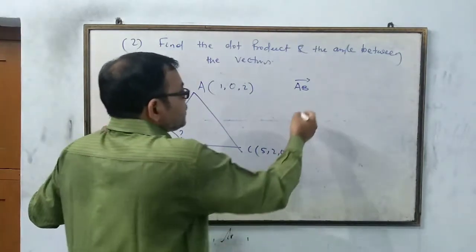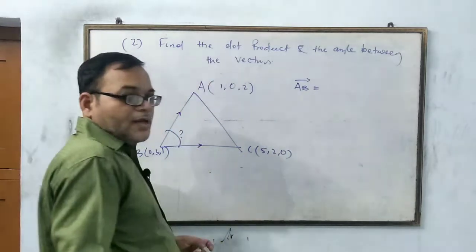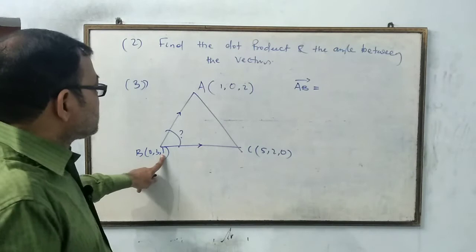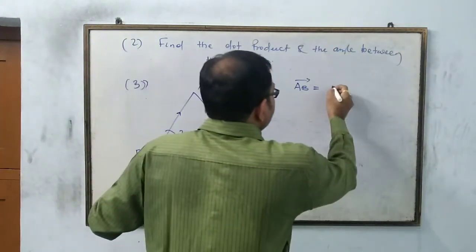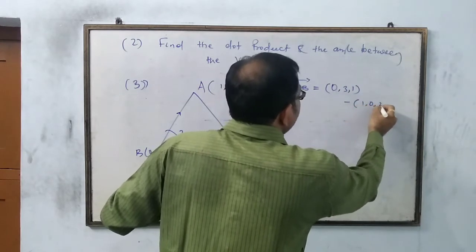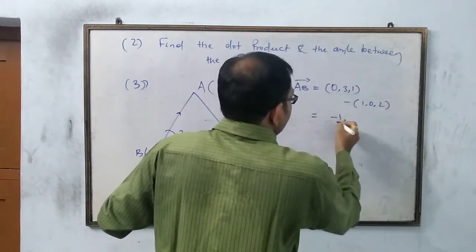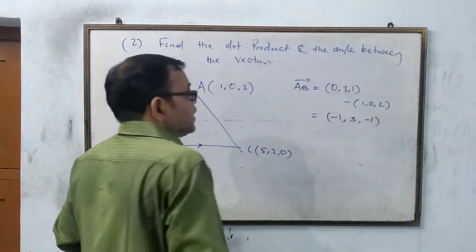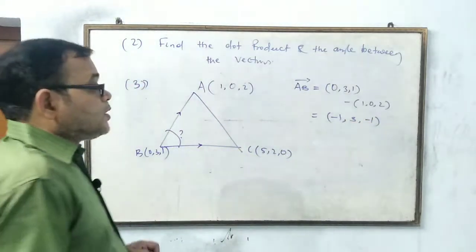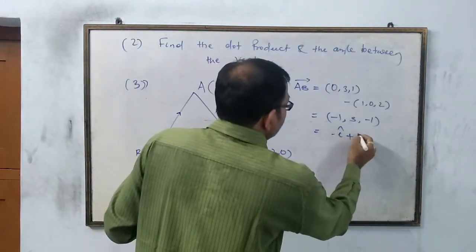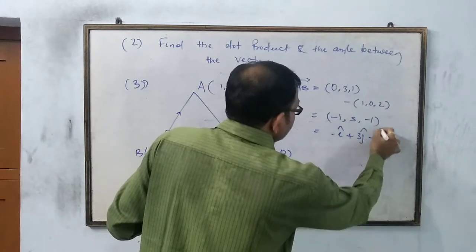AB is equal to the position vector of B minus the position vector of A. I can write it like this: 0, 3, 1 minus 1, 0, 2. 0 minus 1 is minus 1, 3 minus 0 is 3, 1 minus 2 is minus 1. Or I can write it as minus i plus 3j minus k. This is your AB.